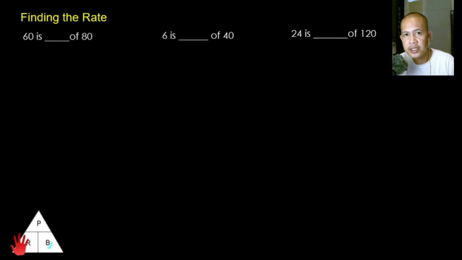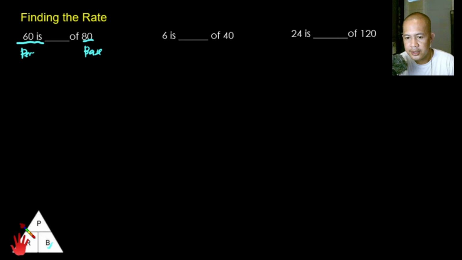In today's lesson, we're going to study how to find the missing rate. So we're going to have the first example: 60 is blank percent of 80. The missing 60 here is your percentage, while 80, without the percent form, is your base.